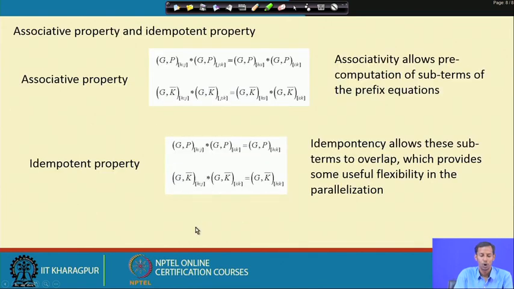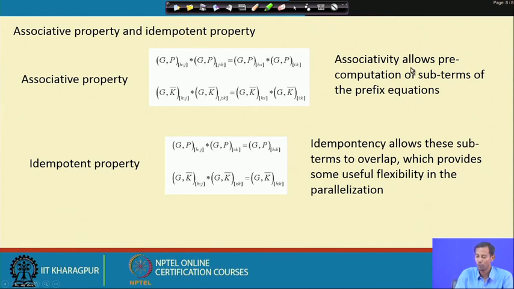Whenever we compute these parallel prefix arrays, there are two properties they have to follow. One is the associativity property and the other is the idempotent property.